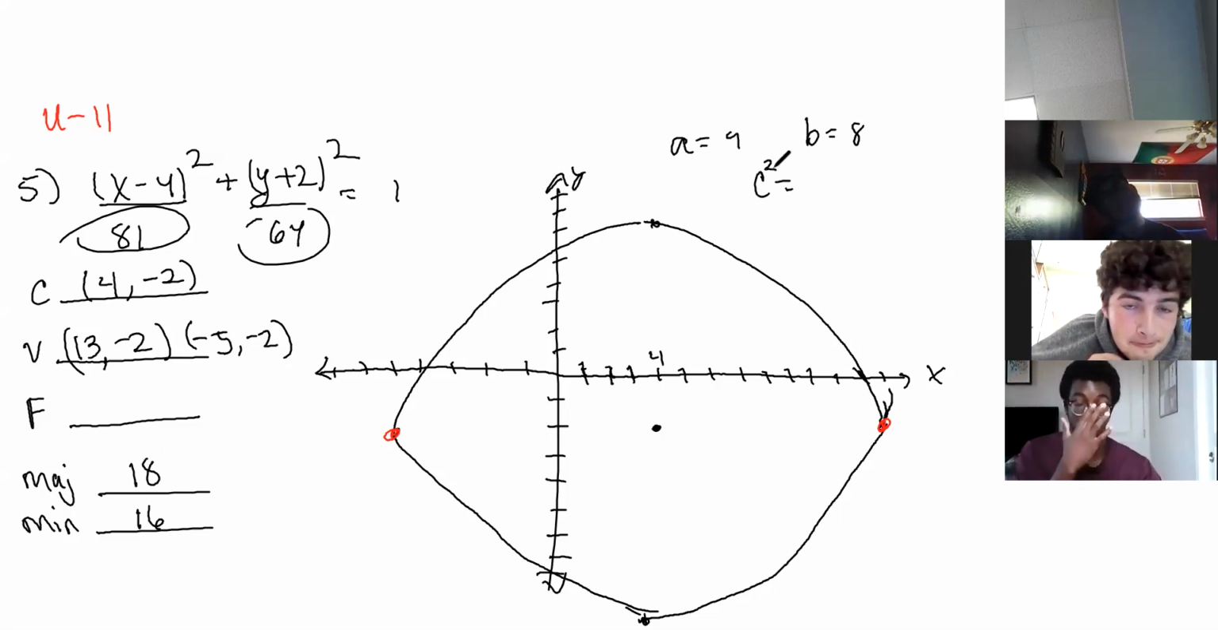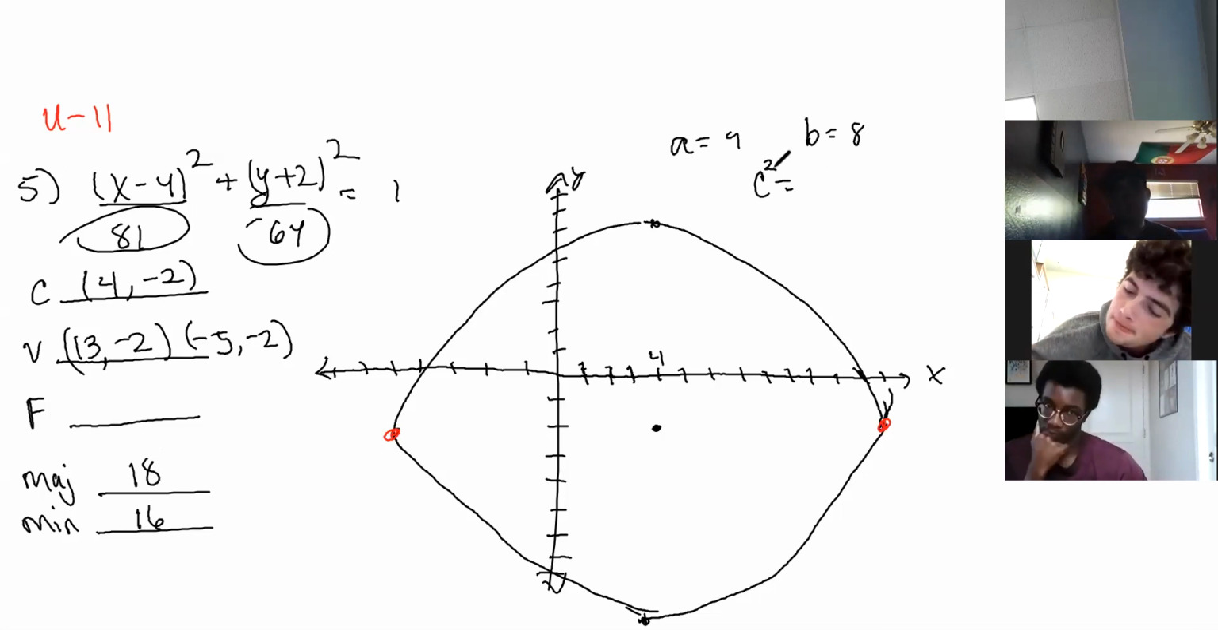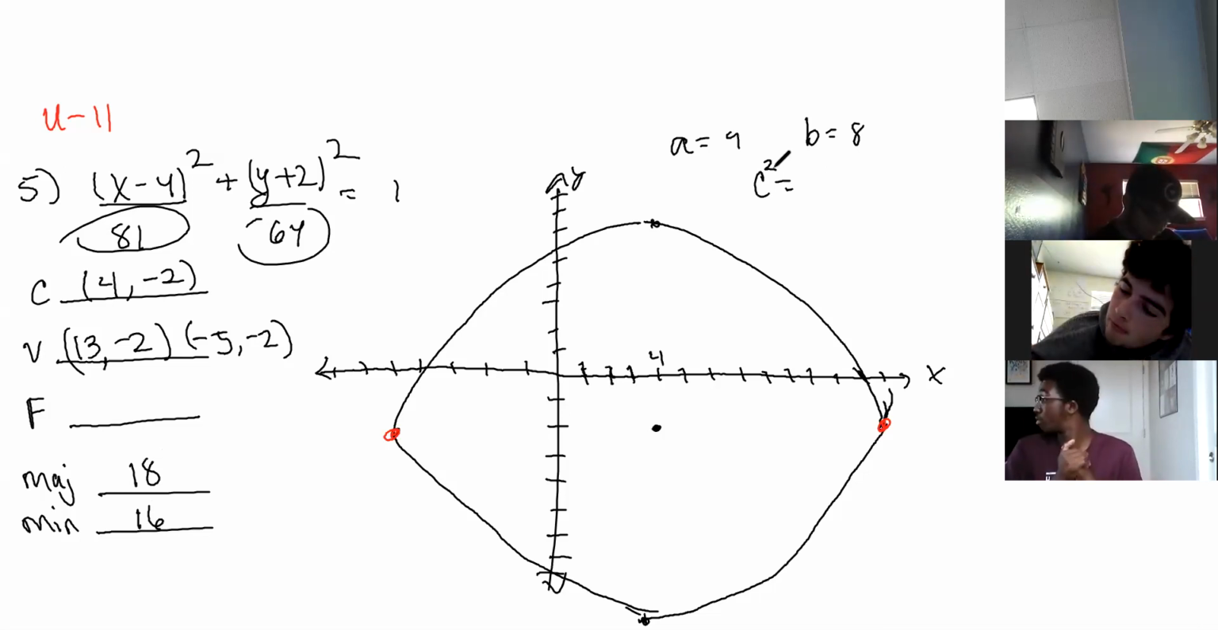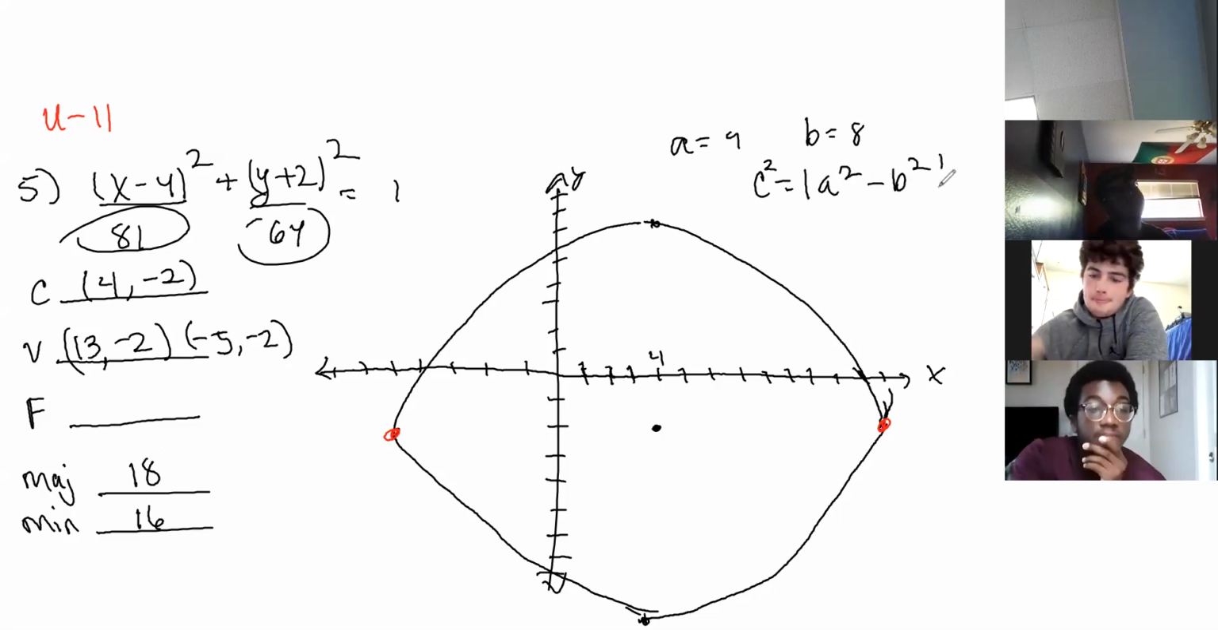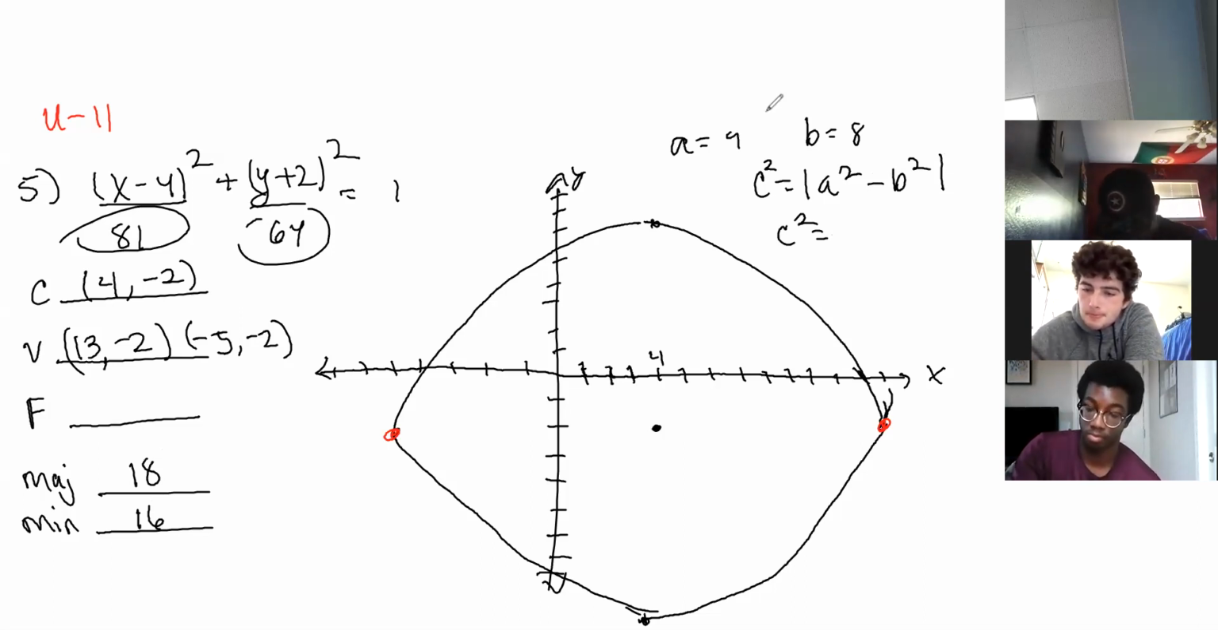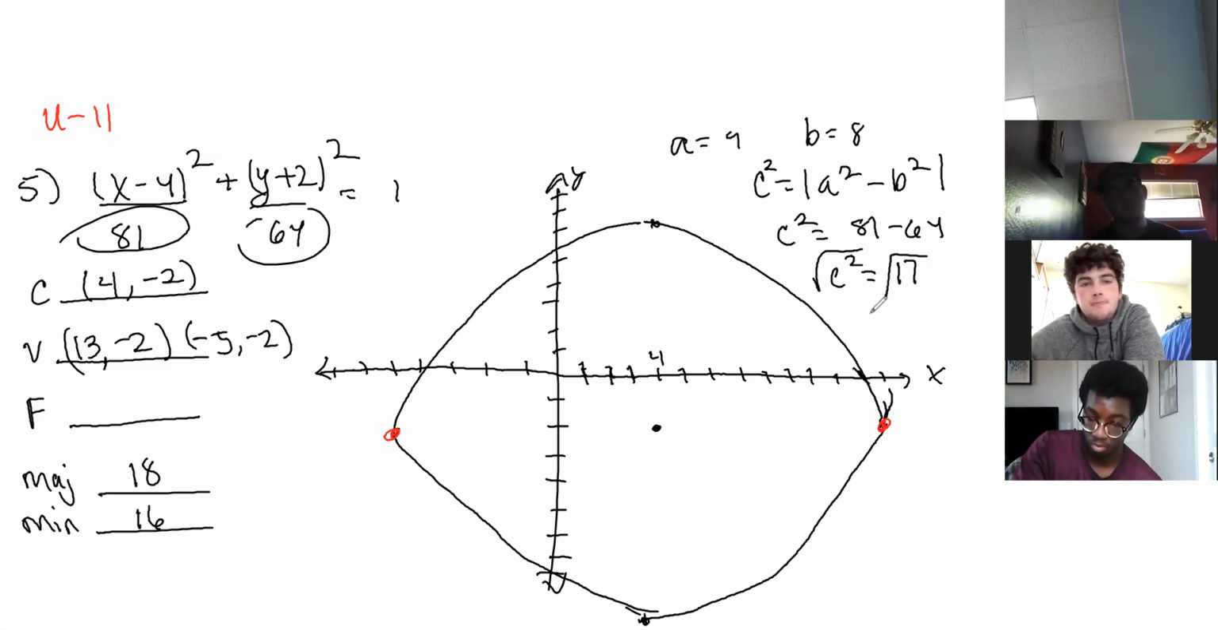In order to find the foci, I need to find the focal length, which is c squared equals a squared minus b squared, or the absolute value of a squared minus b squared. We don't have to worry about absolute value here because it comes out positive. So 81 minus 64, what is that? 17. And then we do what to both sides? Square root. And that's not a perfect square, and it does not break down.